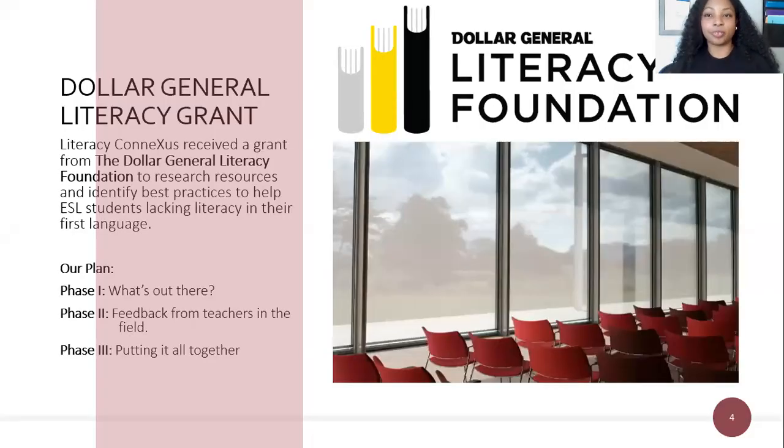One other big reason that I am here today is because of the Dollar General Literacy Foundation. The Dollar General Literacy Foundation has a grant, the Literacy Grant, which we received recently, last year, to research resources and identify best practices to help ESL students who lack literacy in their first language.